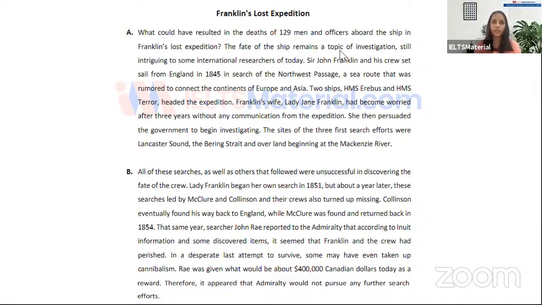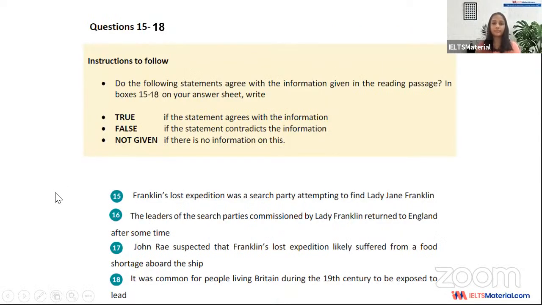All right. So we can see here, they are talking about Franklin beginning her research, and they were led by these two people, right? So led, that means these are the two leaders. Collinson found his way back to England, and McClure also returned back in 1854. So we have found the keywords. So is it true, false, or not given? Right, that's true. Great attempt.